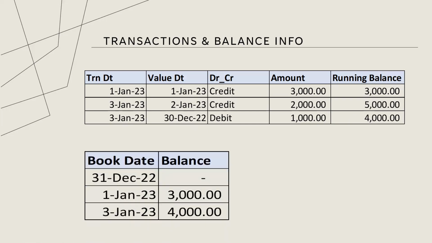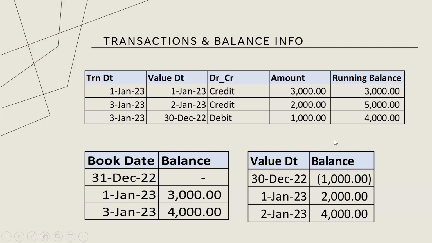Now, if I look at the booking date balance on 31st December, until 31st December 2022, there was no transaction, so balance is 0. On 1st January, there was a credit of 3,000, so 3,000 is the closing balance. And on 3rd January, 2,000 got credited and 1,000 got debited, so eventually 1,000 was the net credit. So the previous balance is 3,000, and finally 4,000 is the closing balance as of 3rd January.